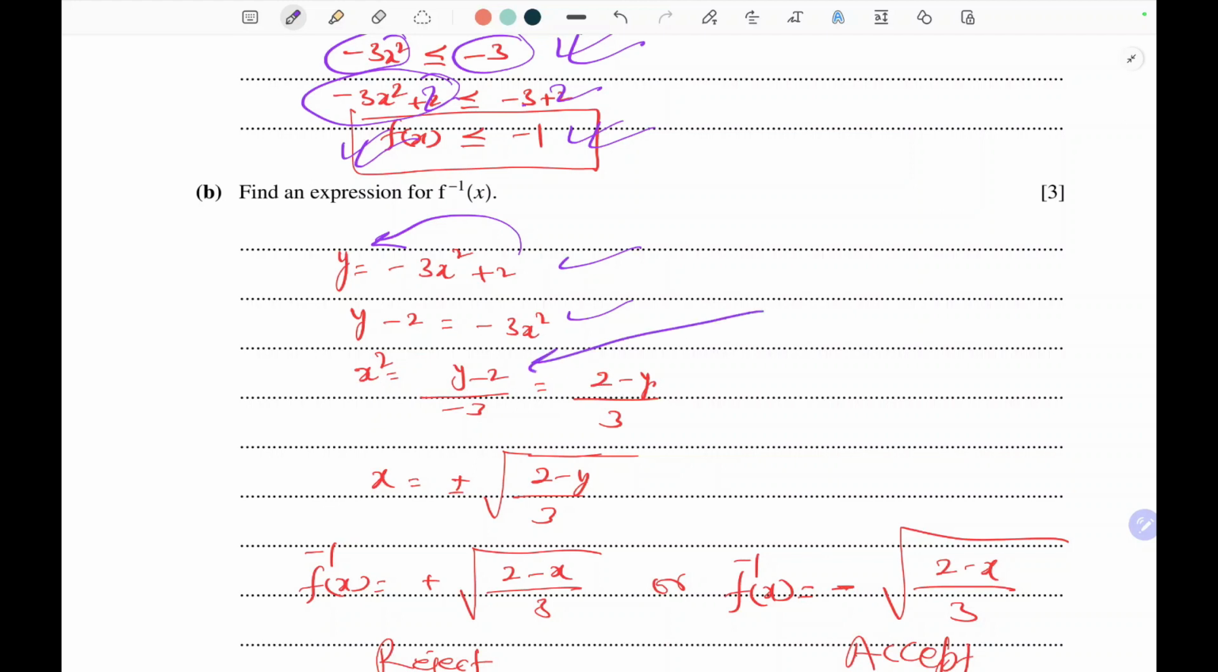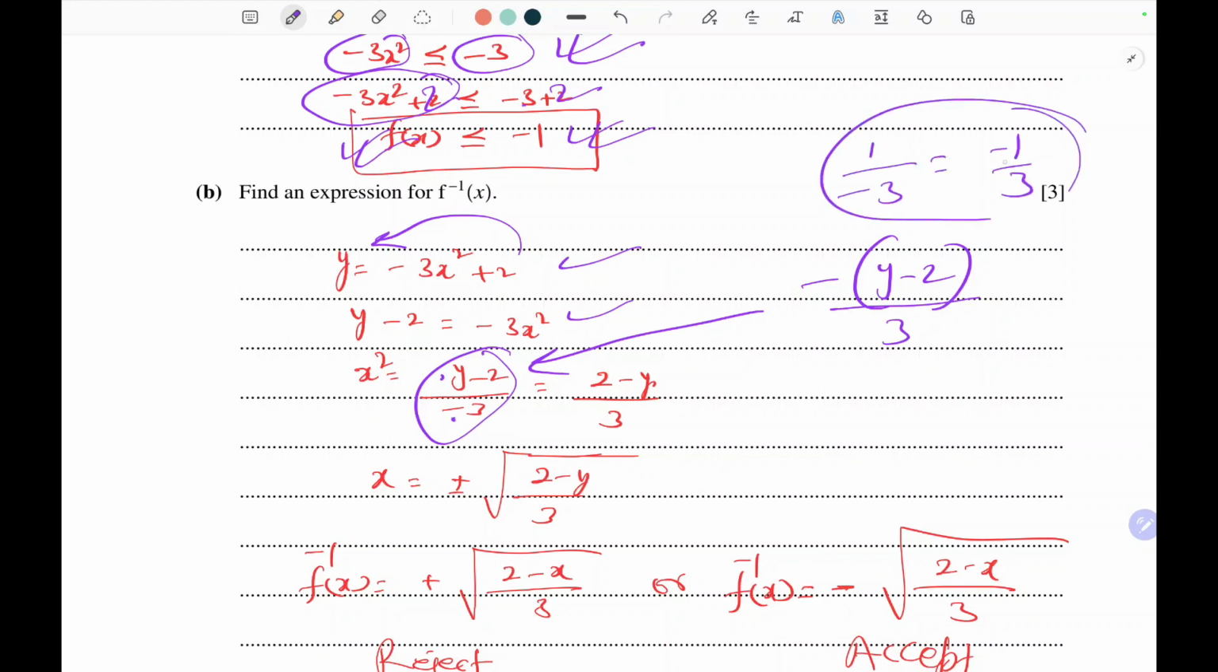Now one thing here, what I did, this is actually y minus 2 over minus 3, right? So instead of writing the minus with the 3, I can write it in the numerator. Either I can write it here or here, it doesn't matter. For example, if you have 1 over minus 3, you can write minus 1 over 3, both are the same thing. Now minus times y is minus y, minus times minus 2 is plus 2, so 2 minus y over 3.